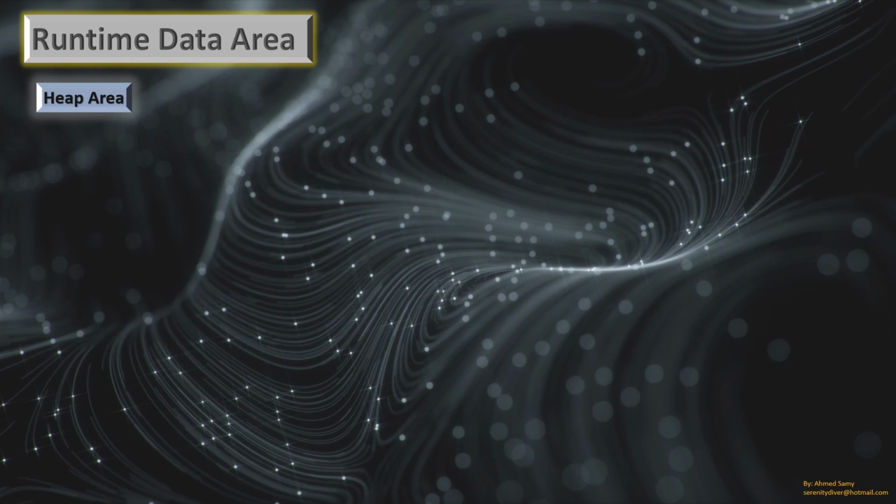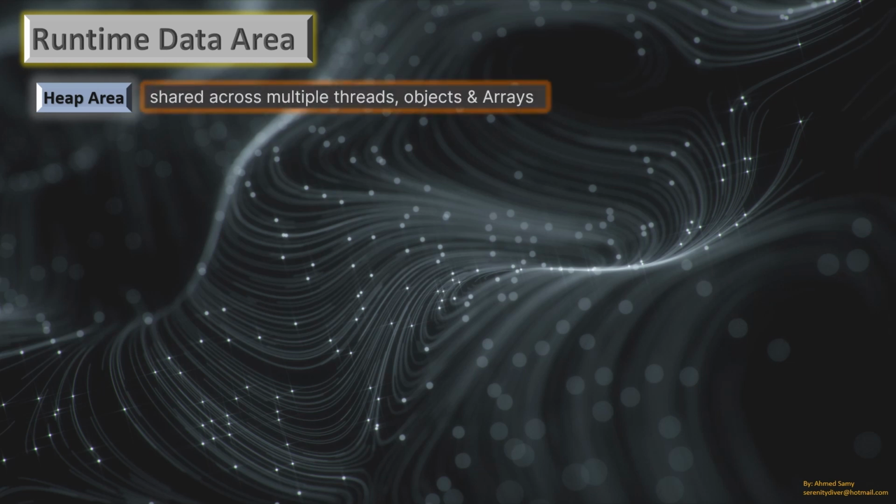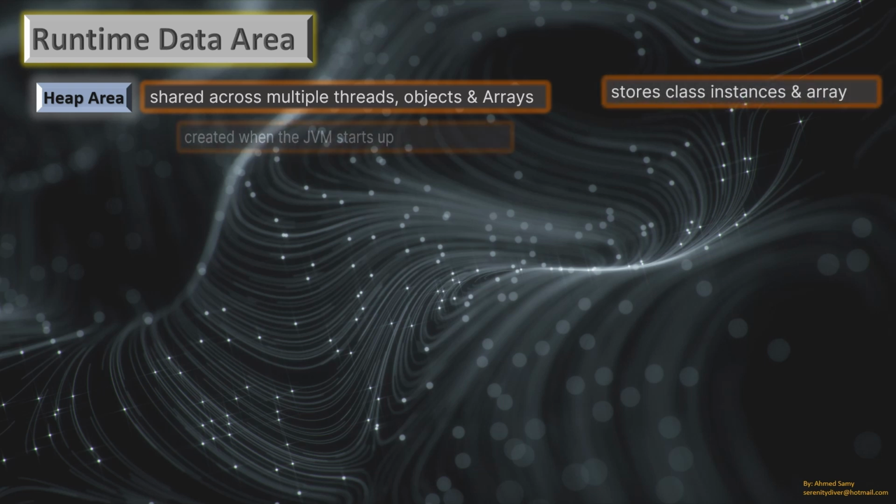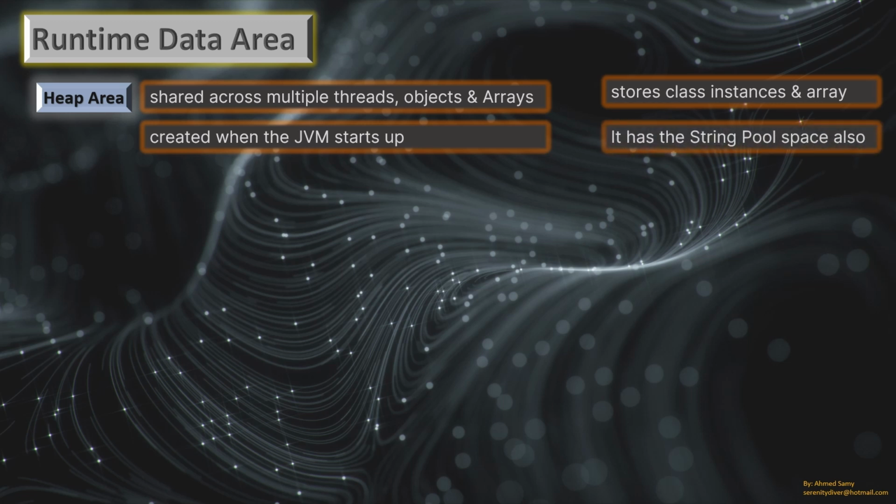Getting into heap space or heap area, it is shared across multiple threads, like objects and arrays, for memory optimization. It stores class instances and arrays created when the Java virtual machine starts up. It has a string pool space.